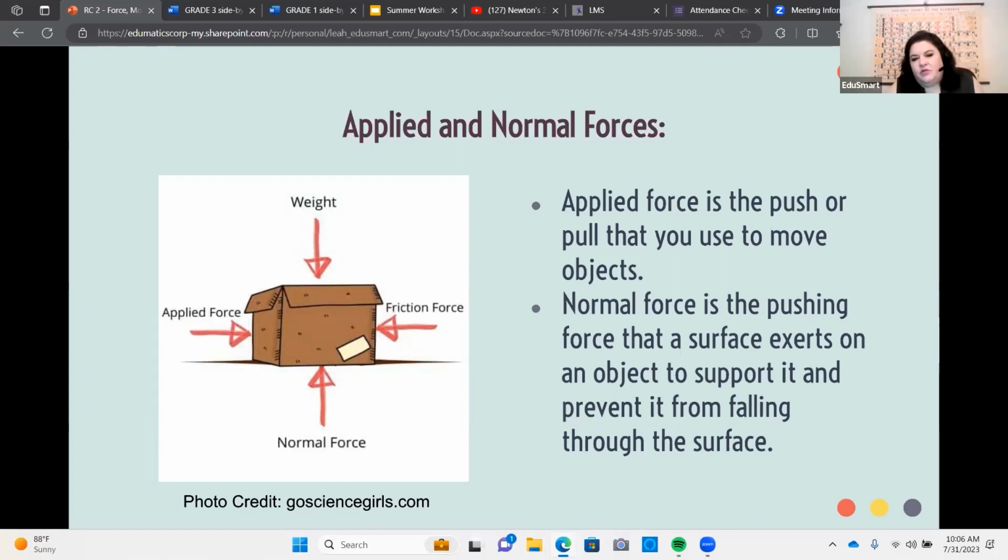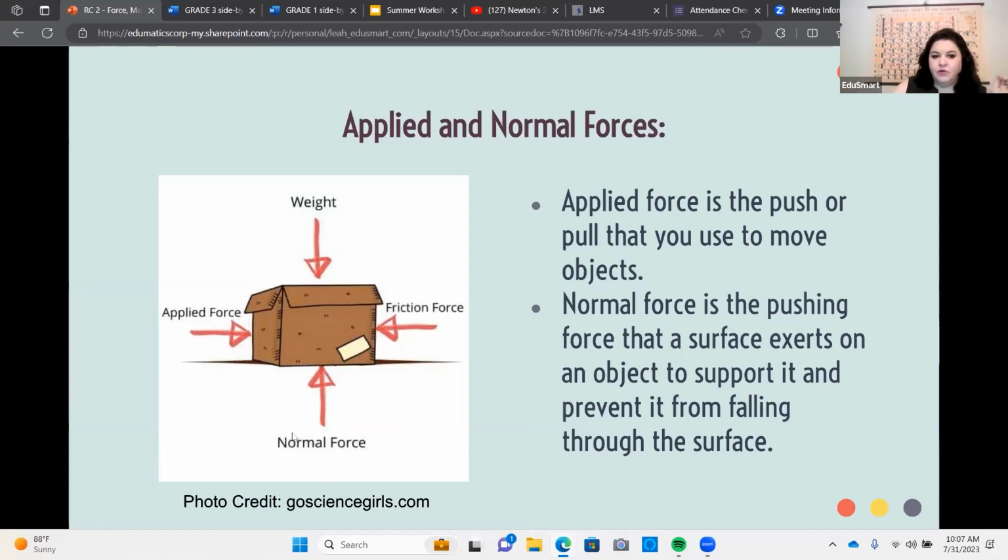Just never heard it referred to in those terms before. The applied force is the push or pull. So it's how the object moves. You're applying force to move the object. That is the applied force. The other forces acting on it are, of course, the weight of gravity pulling down, acting against the normal force, and then the force of friction.